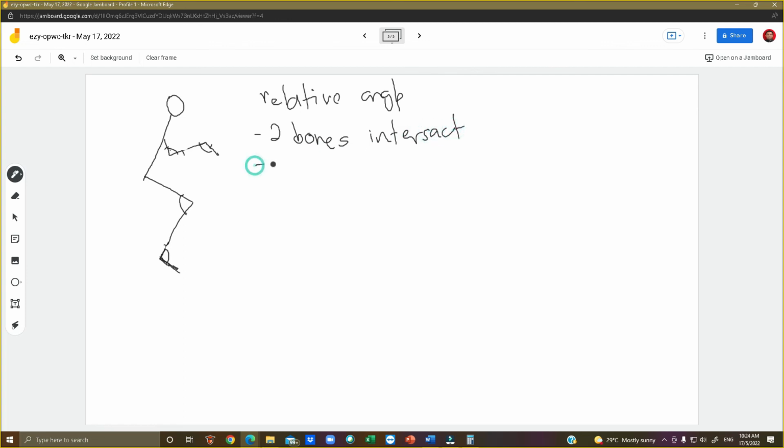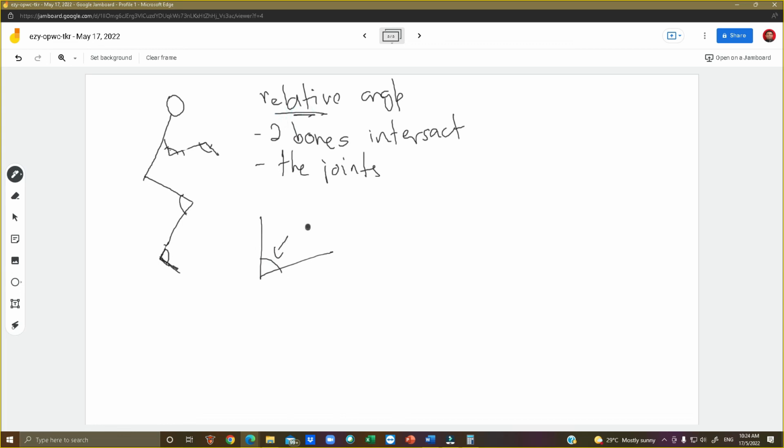And you need to focus on the joints. The joint where two bones intersect. So if we want to see how much flexion occurs at the elbow, we are going to seek this angle. How much flexion, how much extension, we are going to seek this angle. This is known as relative angle.